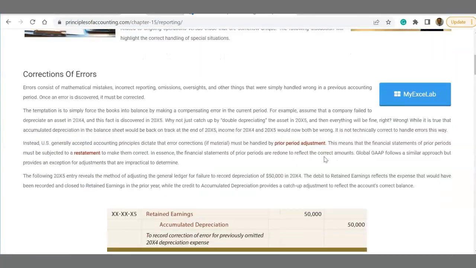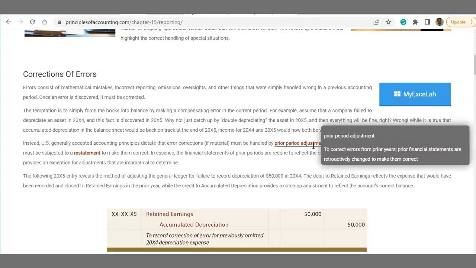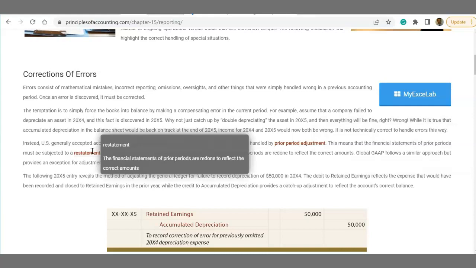Correction of errors. Sometimes you have to correct errors that have been discovered after the fact, after closing. Let's say the company closes on December 31st, and then they find out about a problem later on. Sometimes it's necessary to do prior period adjustments to correct errors from prior years. Prior financial statements are retroactively changed to make them correct, and then they have to provide a restatement. The financial statements of prior periods are redone to reflect the correct amount.